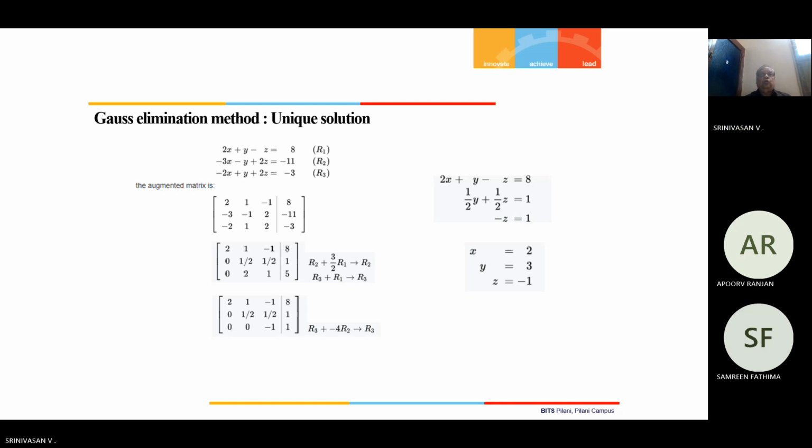You have 2, 1, 1, 8, -3, -1, 2, -11, -2, 1, 2, -3, and so on. So keeping R1 fixed. So look at the first row, first column element, it is to be non-zero. That is very, very important. If it is 0, interchange with any of the 2 other rows. Then you may have one doubt. If there are also zeros, it will not be there. Definitely it will not be like that. Definitely there will be at least one row in which there will be non-zero in the very first column itself. Okay. Then only we can go about using this Gauss elimination.